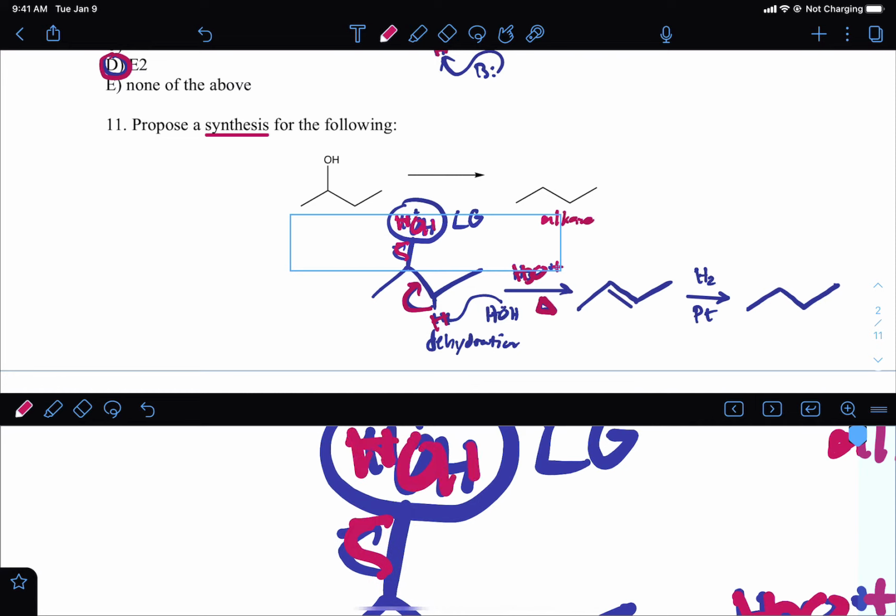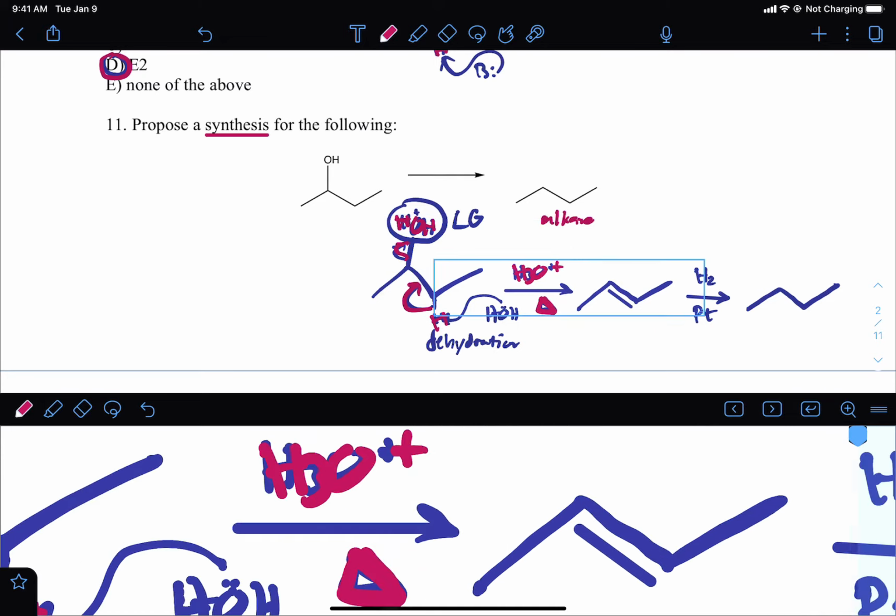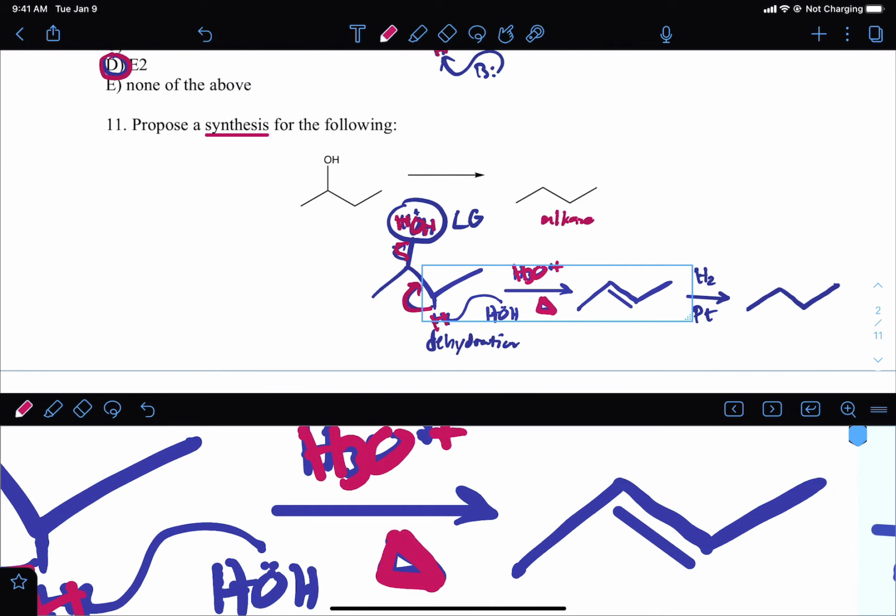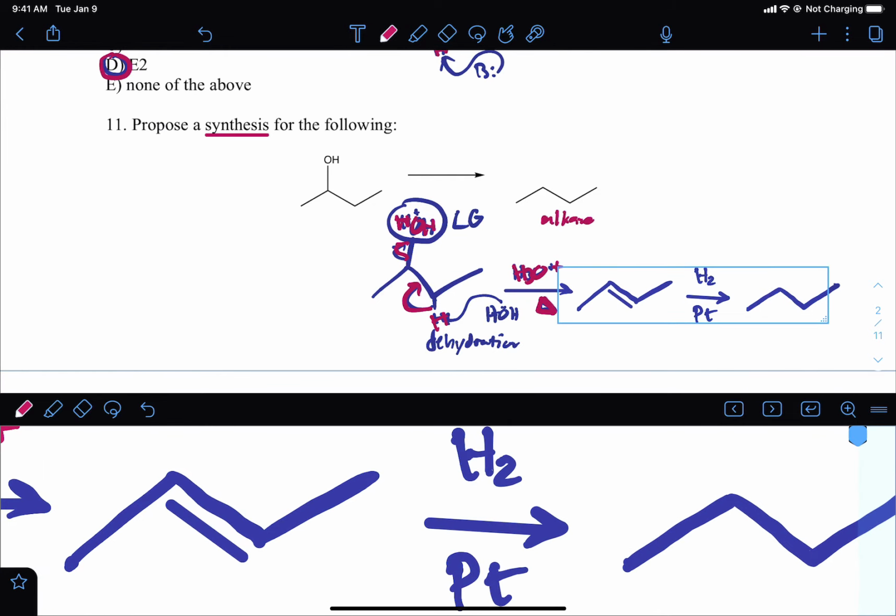Alcohol itself, an OH, is not a good leaving group, so we add acid to convert it to a good leaving group. Okay? So we do the elimination to get the alkene, and then we just hydrogenate the alkene to get the alkane.